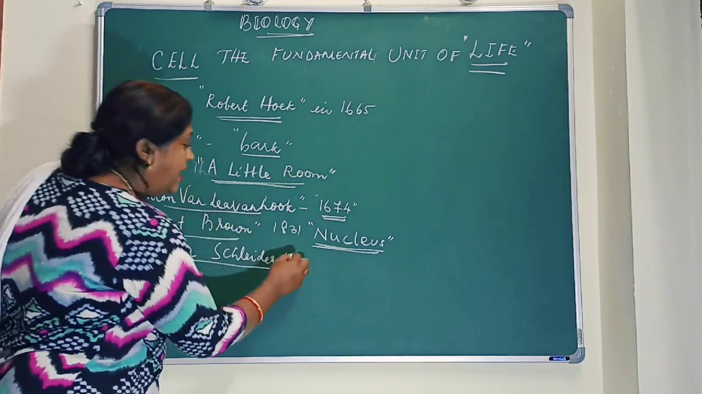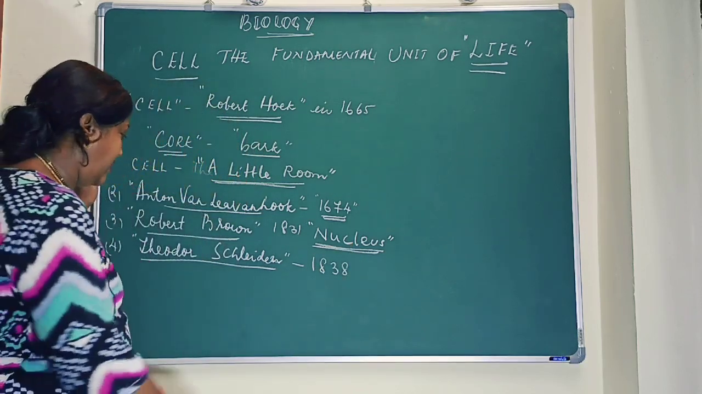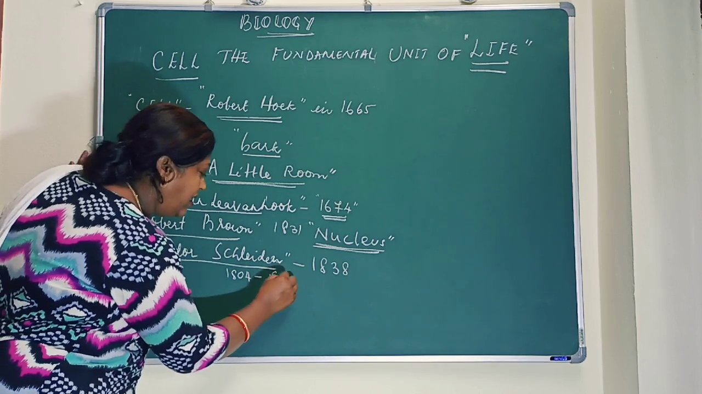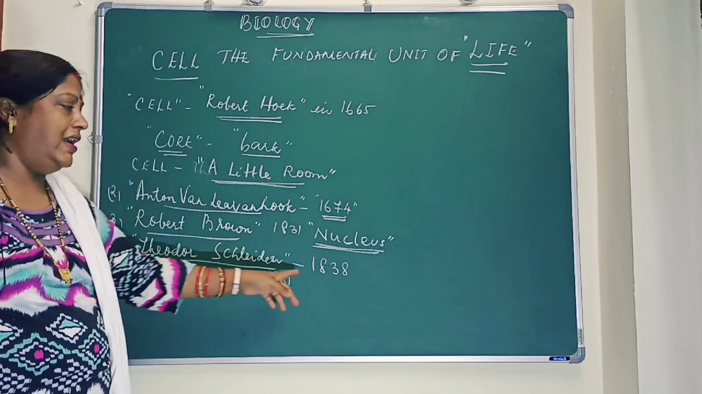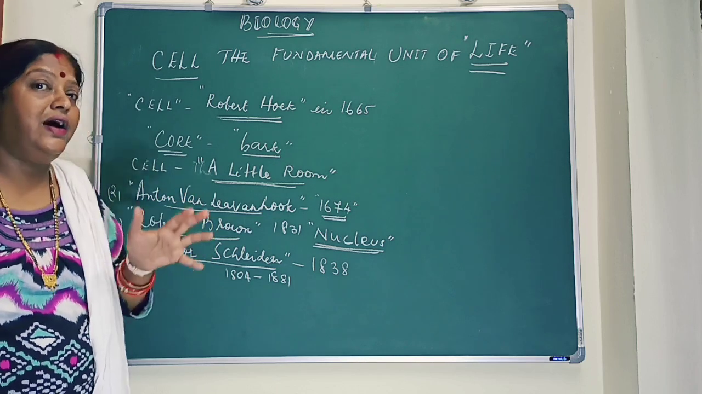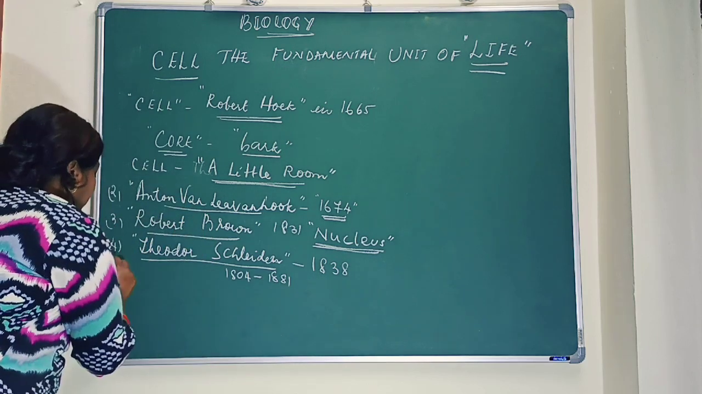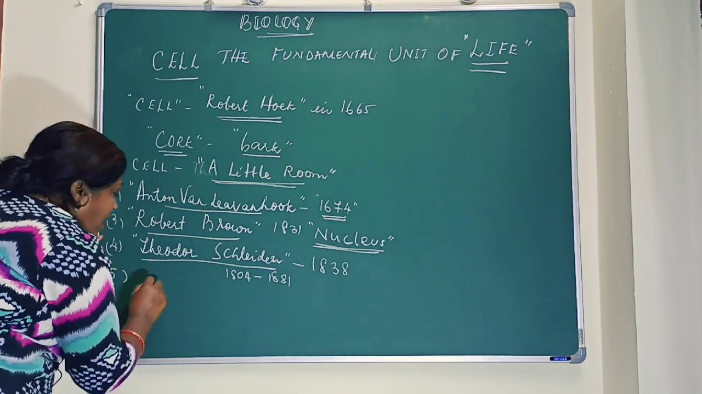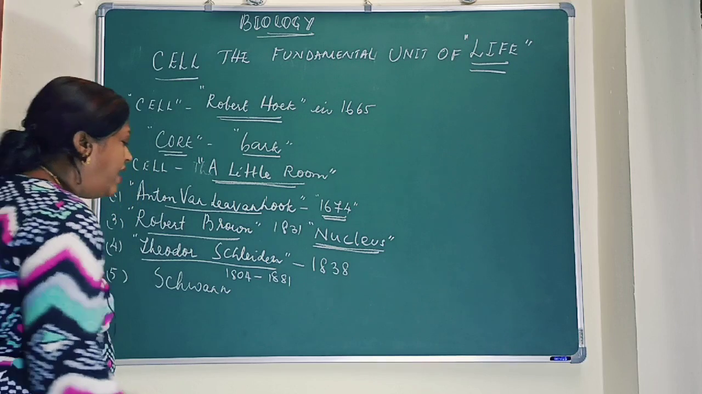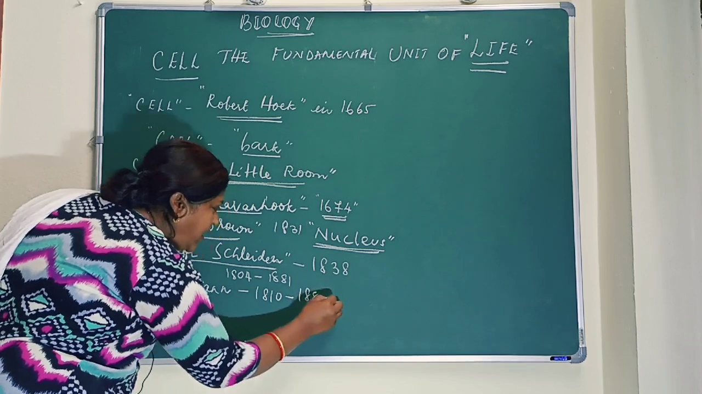In the year 1838, he was born in 1804 and died in 1881, he discovered that the plant cells are surrounded by a thick covering called cell wall. Next, another scientist came and his name was Matthias Schwann. Schwann was born in 1810 and expired in 1882.